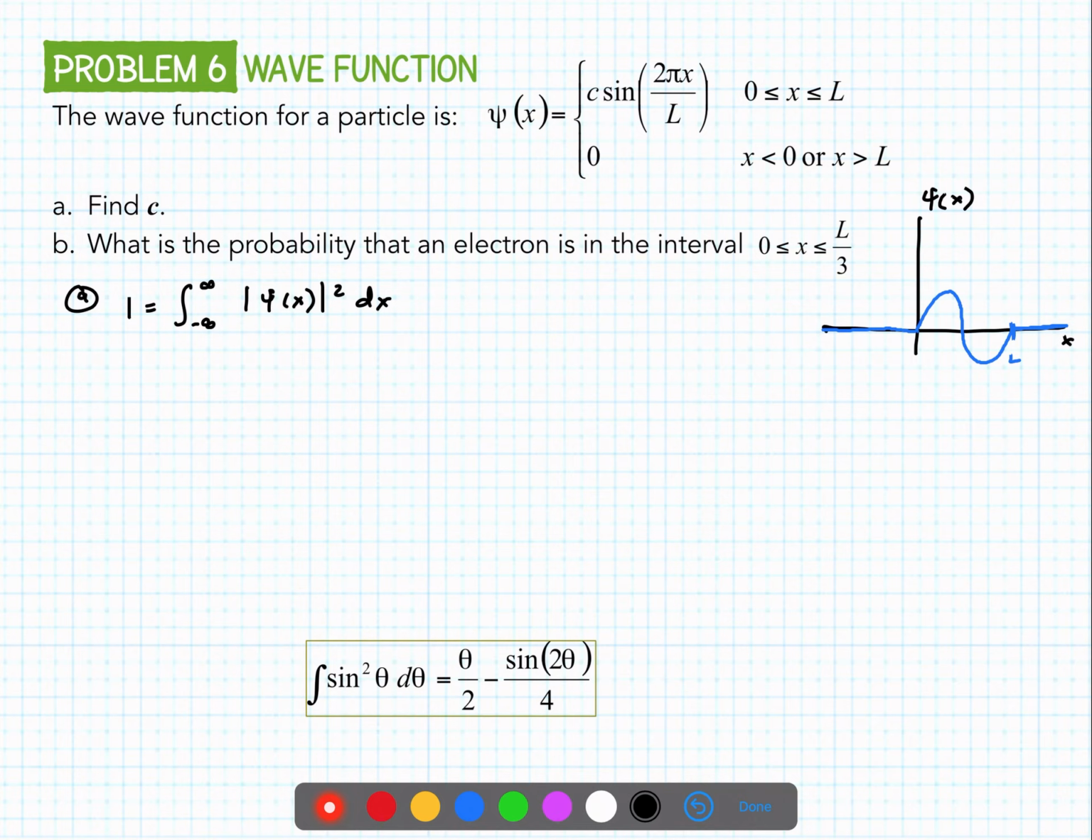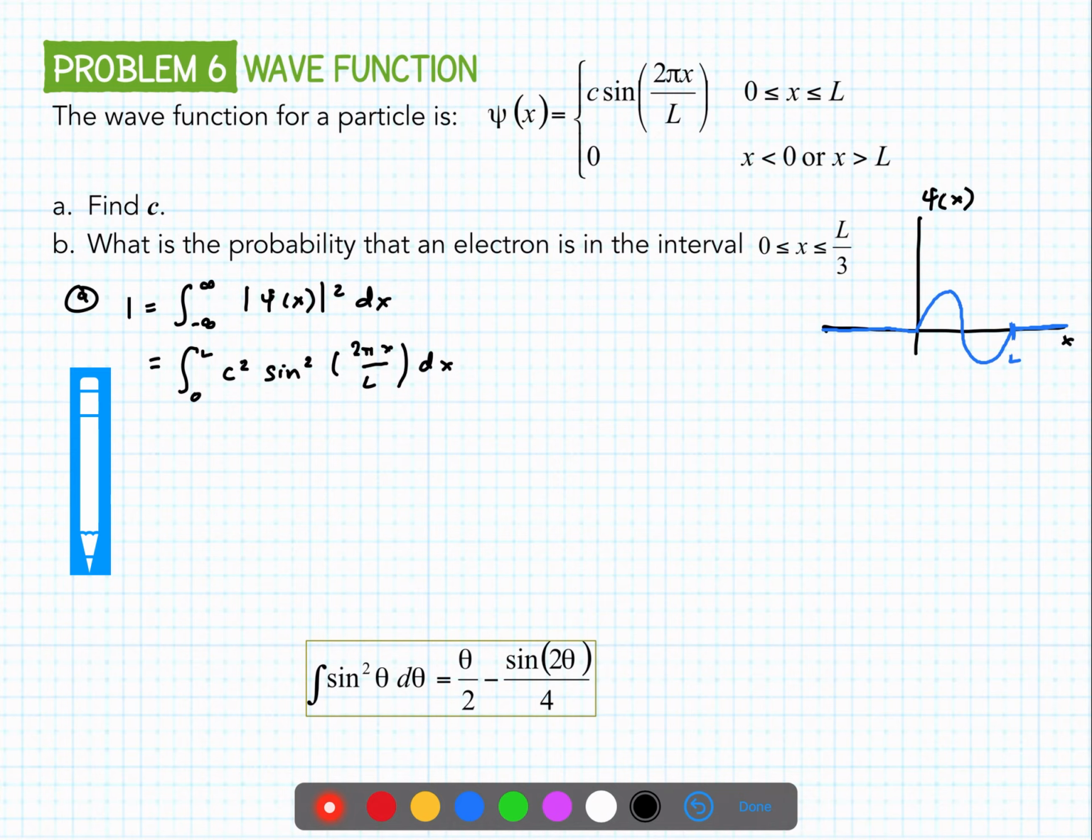So when we do this, we can see if you integrate from negative infinity to 0, you get 0. So we can start at 0. From 0 to L, you get something non-zero, and then from L to infinity, you're going to have 0 again. So this is going to be c squared sine squared 2 pi x over L dx. Now, obviously, we're going to need some sort of substitution here.